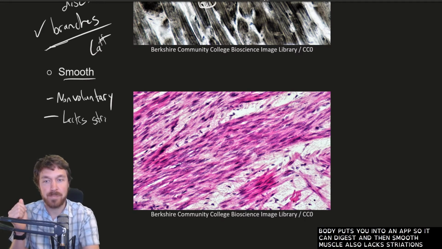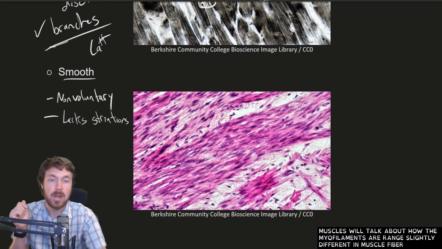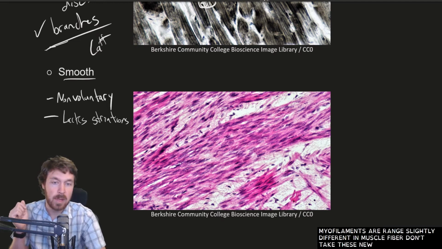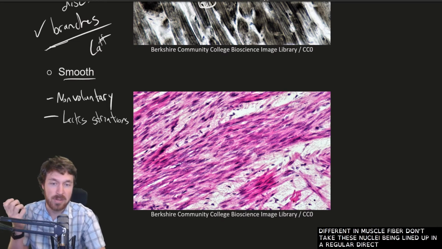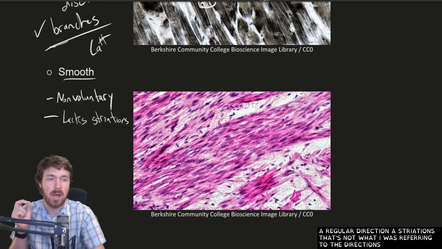striations. So when we get to the muscles, we'll talk about how the myofilaments are arranged slightly different in muscle fiber. Don't take these nuclei being lined up in a regular direction as striations. That's not what striations means. Striations is referring to the direction of the myofibrils.